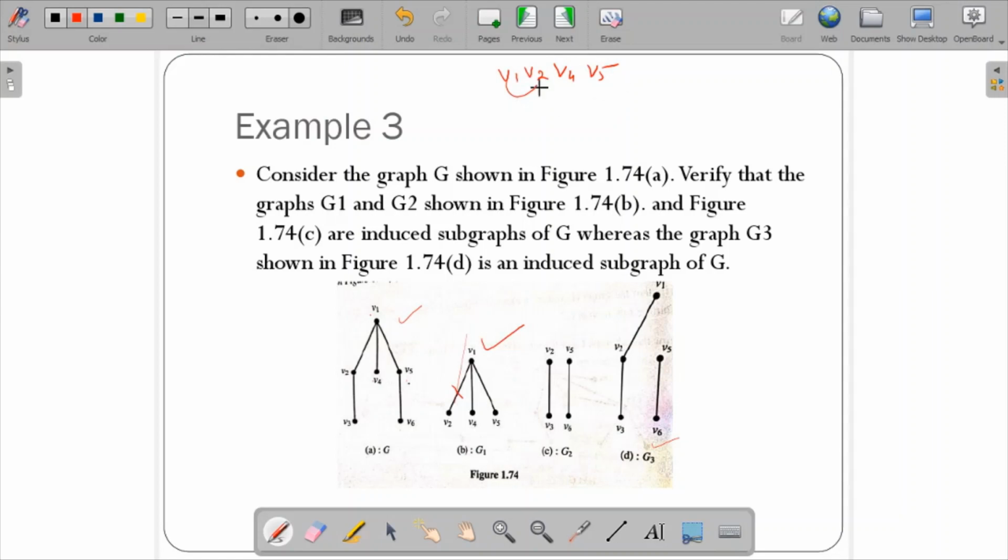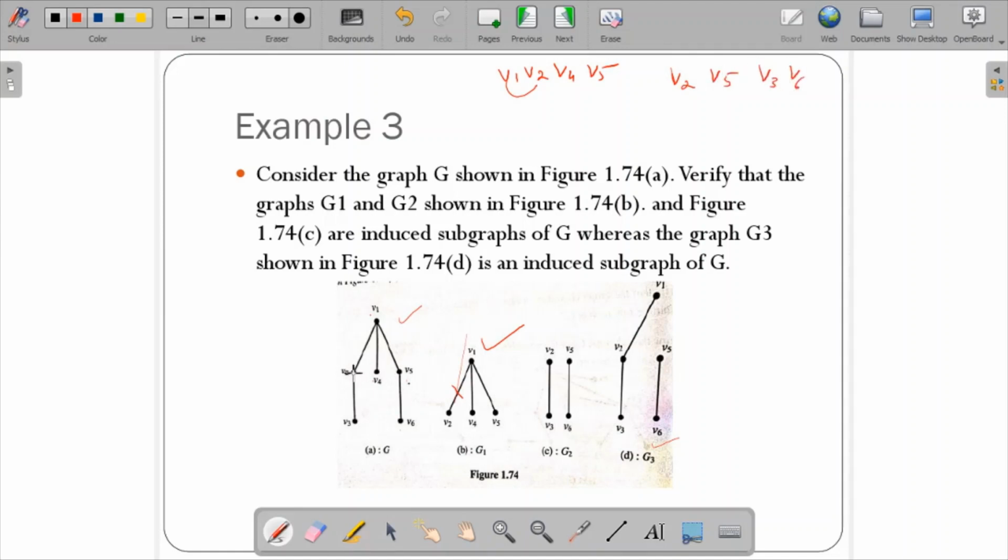Because it is induced by only these four vertices, v1, v2, v4, v5, and whatever edges there are between these vertices, they are there within these vertices itself. So it is an induced graph. So graph 1 is an induced graph. Second, they have mentioned G2 as an induced graph with only v2, v5, v3 and v6.